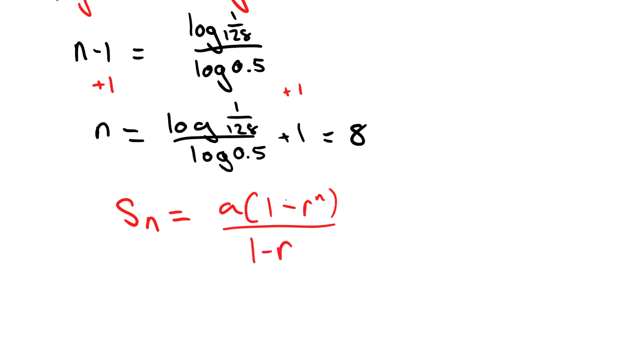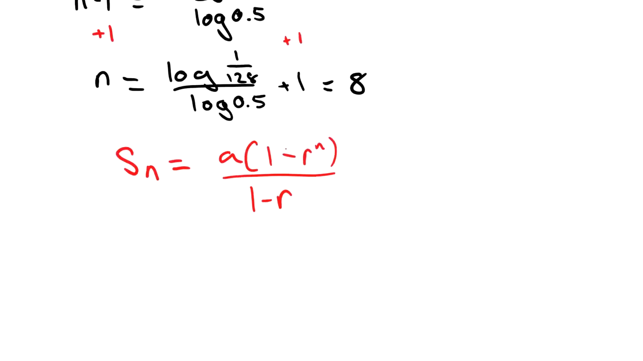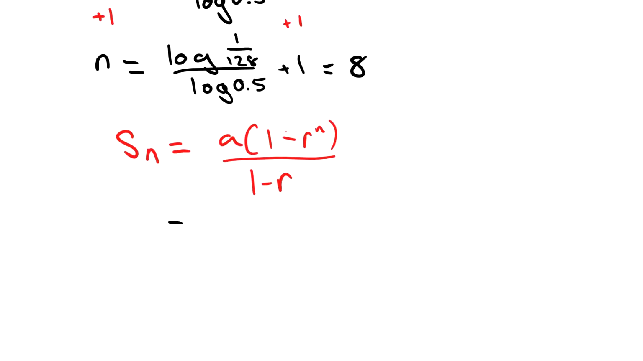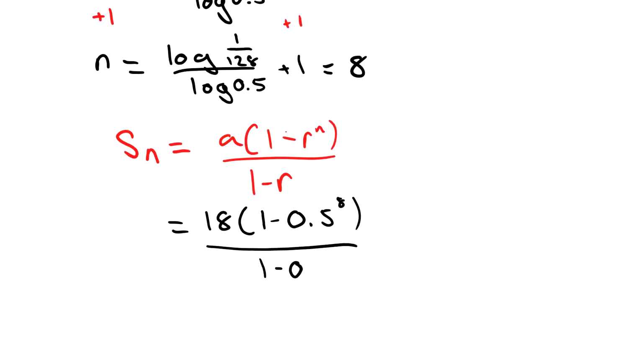Now we're using this formula rather than the other one because our r value is less than 1. So remember that when it's less than 1, it's this formula that we're using. I can substitute in our values now. And we get an answer of 35 and 55 over 64. So again there was a lot in that one. Just remember, find your n value first, then find your sum.